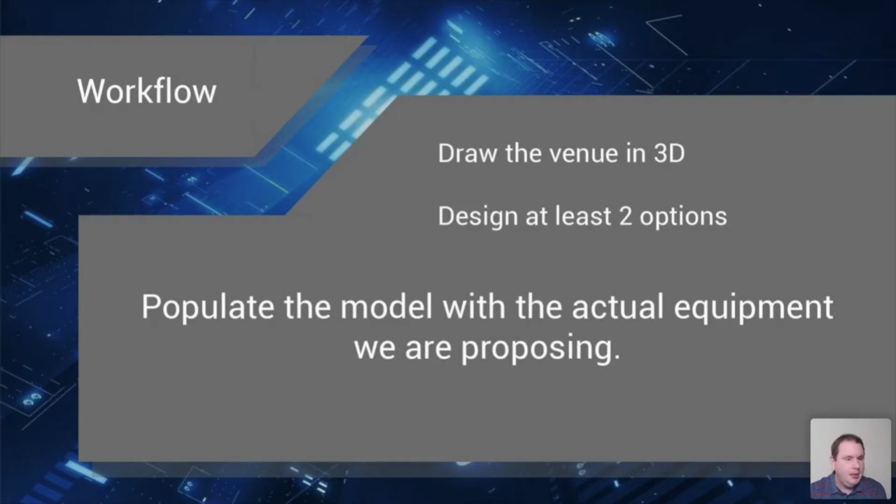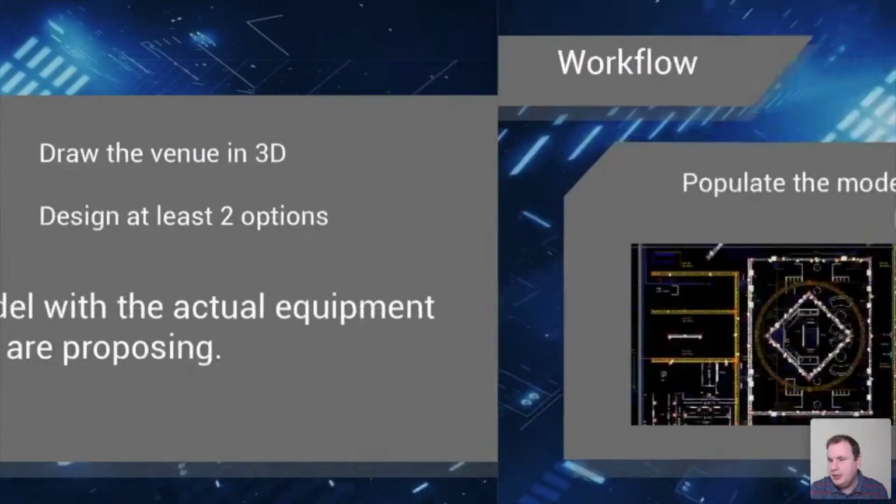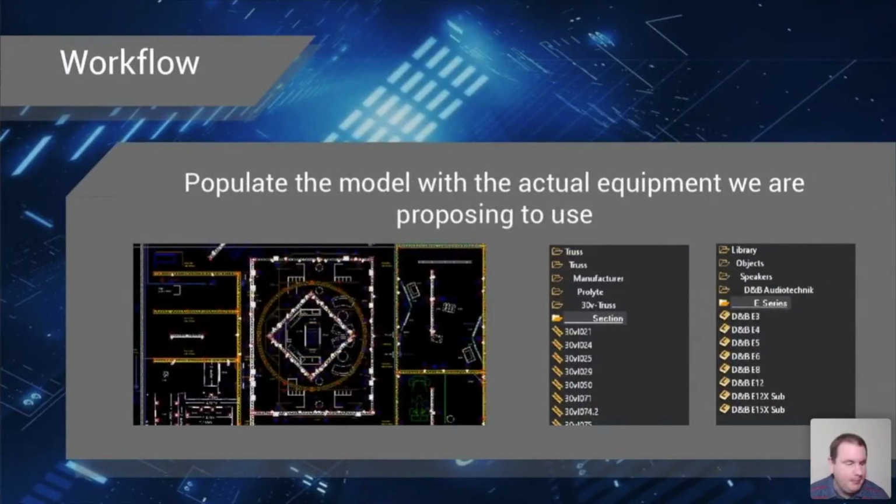Right, populating the model with the equipment that we actually use. So the packages that I'll talk about in 3 slides' time both have a library section where you can actually pick what equipment you want to use. You're not putting a generic speaker there, you're putting a d&b E3, and even down to the point of you're not putting a 3 meter length of truss in, you're putting a piece of Prolyte H30V in. It's the actual component that you will order from your supplier or get out of the warehouse to build that job, or very close to it.